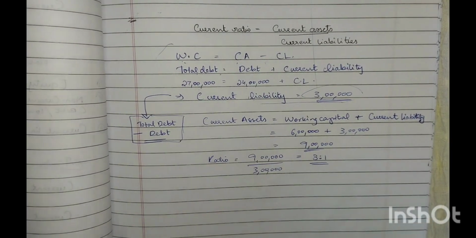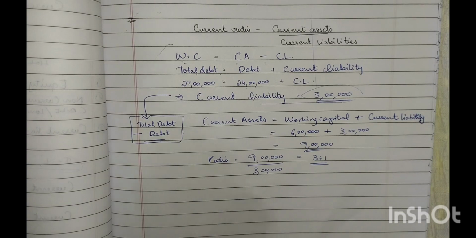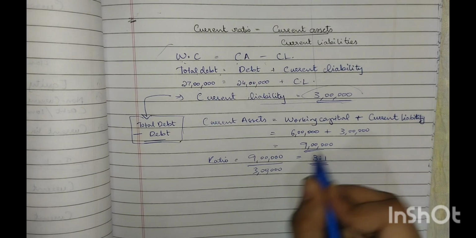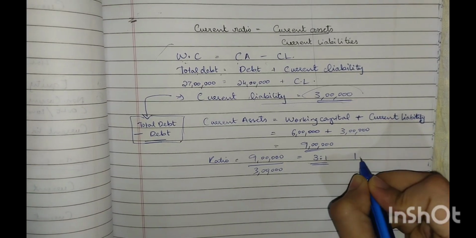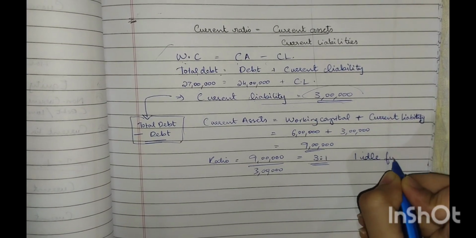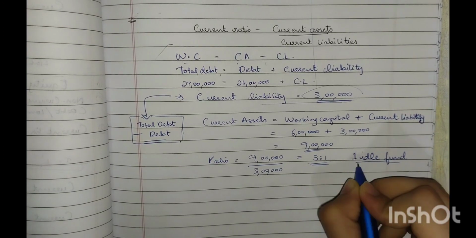which gives us the ratio 3:1. And as I've mentioned in the previous videos, the ideal ratio for current ratio is 2:1. And here, since it's 3:1, it means that there's one idle fund for the company.